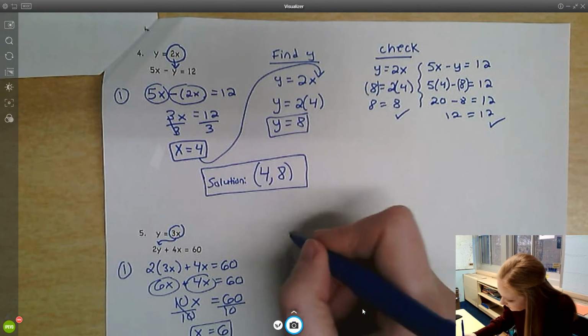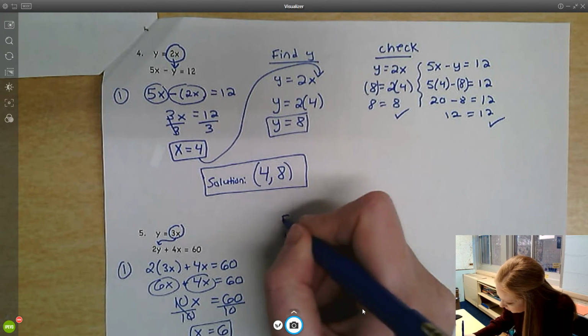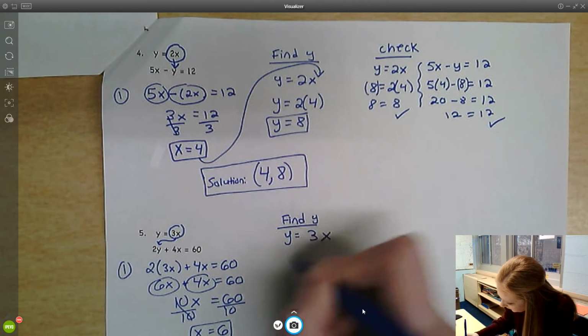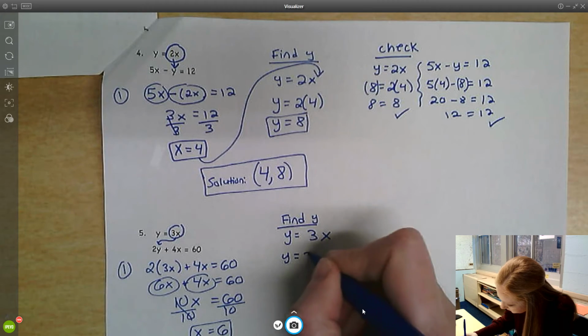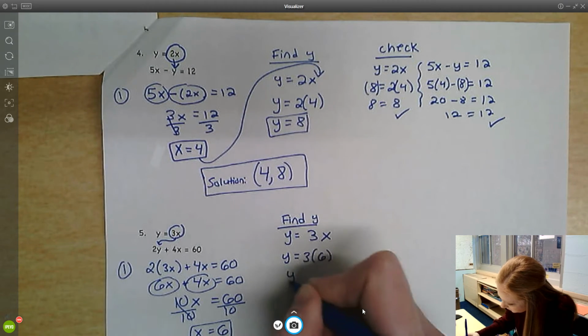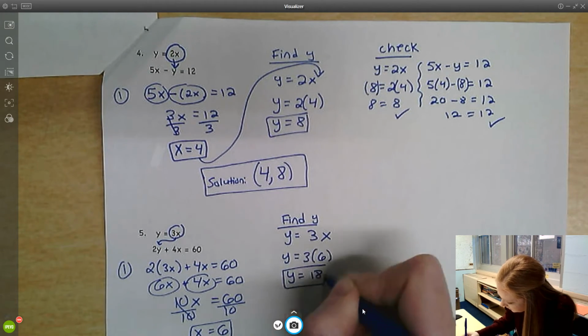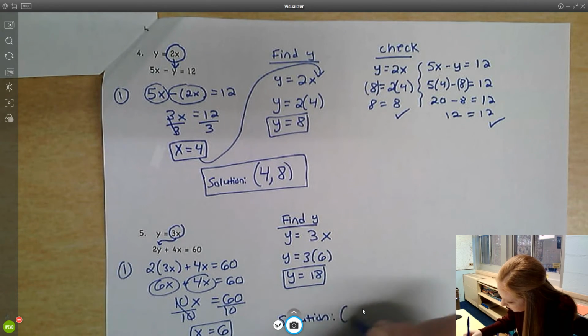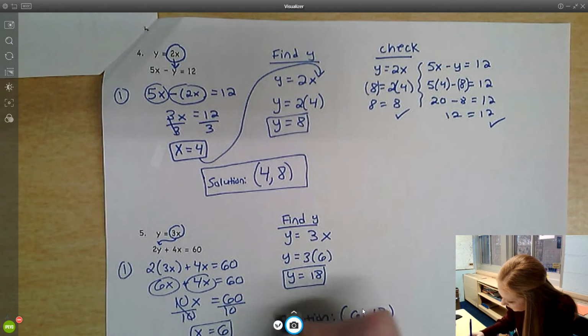X is 6. Now let's go back and find y. Well, we know y equals 3x. And if we know 6 is x, y equals 3 times 6, which is 18. Our solution, which goes x comma y, will be 6 comma 18.